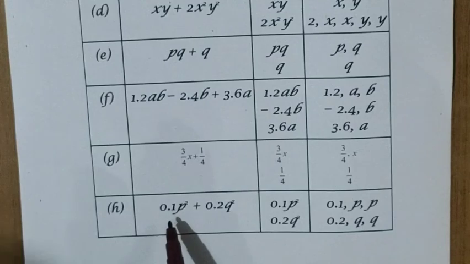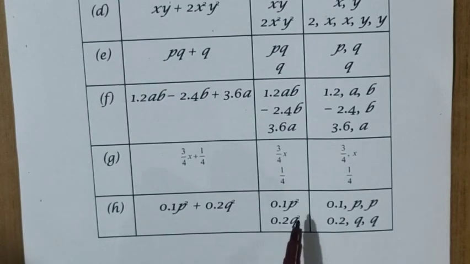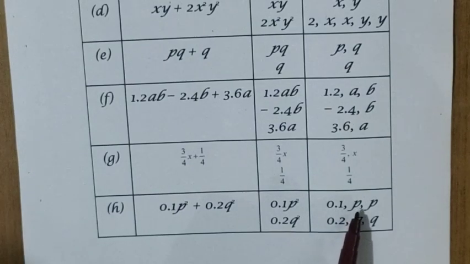0.1p square plus 0.2q square. What are the terms? 0.1p square, 0.2q square. What are the factors for this one? 0.1, the numerical coefficient, comma p square is p comma p, and for 0.2q square the factors are 0.2 comma q comma q. For this we are winding up today's class. Thank you.